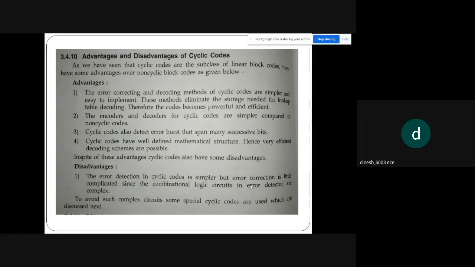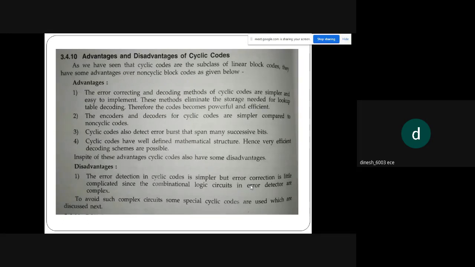Since the cyclic codes detect errors successively, the successive bits can be easily checked for errors. So this decoding procedure becomes an important part in cyclic decoding. Errors that are detected can be corrected easily also, depending upon the G of P. Since cyclic codes have a well-defined mathematical structure, very efficient decoding schemes are possible.